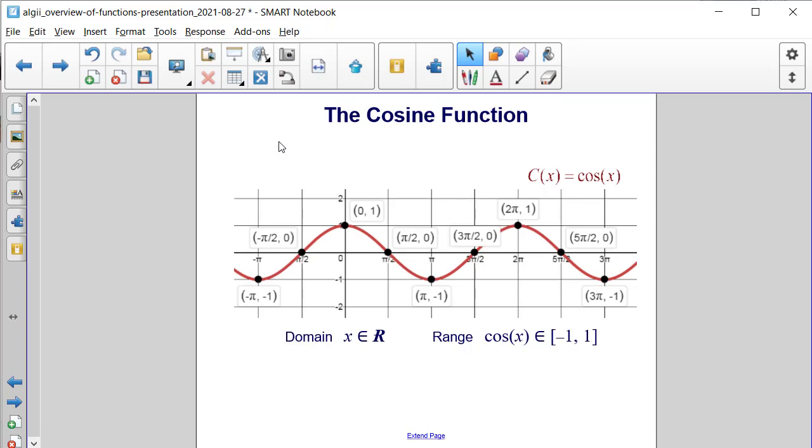The next parent function is the cosine function. Just as the sine function, the cosine function oscillates between -1 and 1 for its y values, which restricts the range to be from -1 to 1, including those two values. And then because it just continues in this wave, the domain has no restrictions, or is all real numbers.